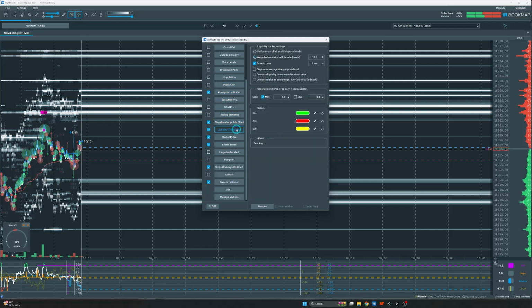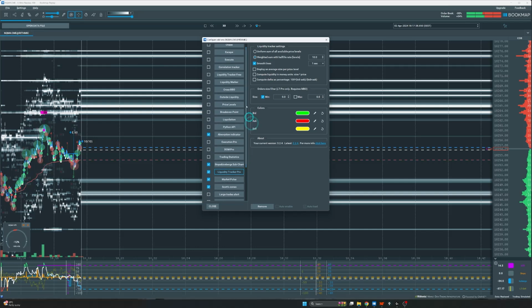Going to Liquidity Tracker Pro because this is something that I don't really use, but I have it on my chart. The only difference between this and the liquidity tracker, which is the free version, I think somewhere here is liquidity tracker free. I'm not going to enable that because it will be mayhem on the chart, but the only difference is that the Liquidity Tracker Pro gives you a minimum and maximum side to track. I don't use it, so it doesn't really matter what you use.